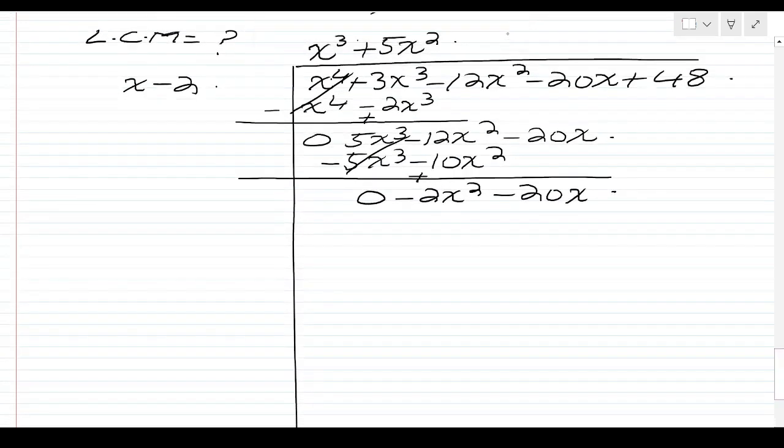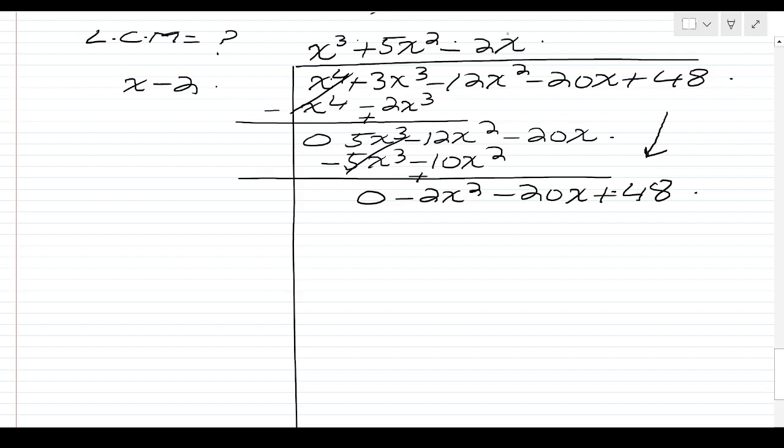Okay. Now what do we need to do next? We will also bring down 48 below. So we will write positive 48 here. Okay, now negative 2x square will be divided by x, that results in negative 2x. So I will write negative 2x here.